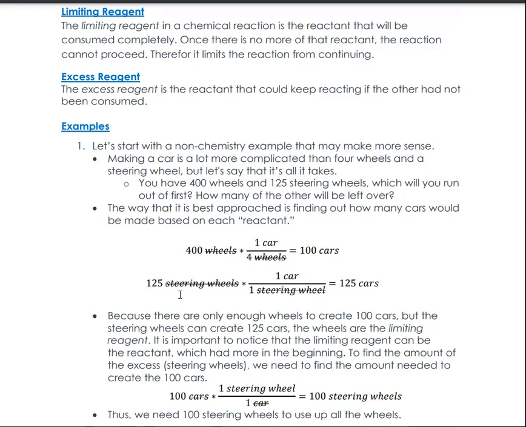The excess reagent will actually be left behind. We can determine how many of the steering wheels would be left behind. And so the yield would not be based on this number; in fact, it would be based on this number, the limiting reagent. All right, so that's the process that we go through for this.